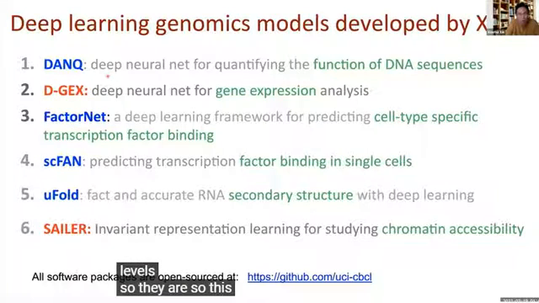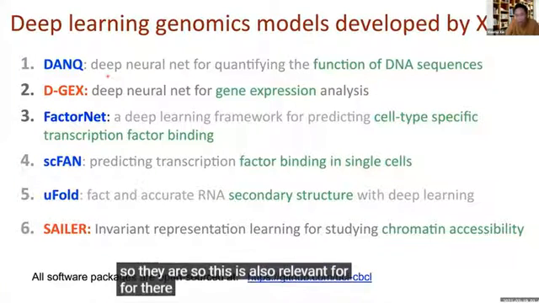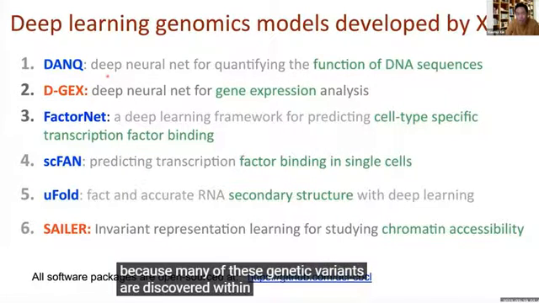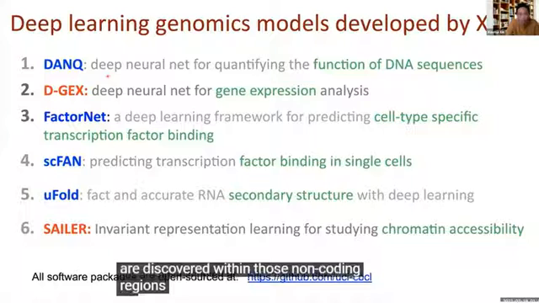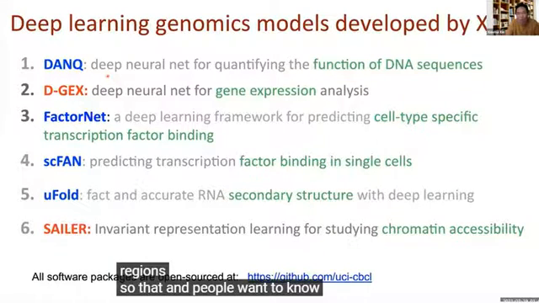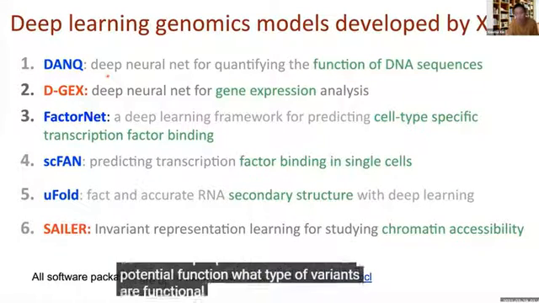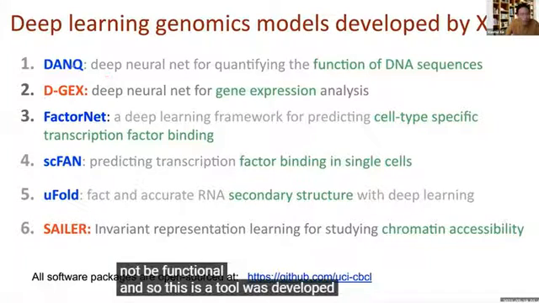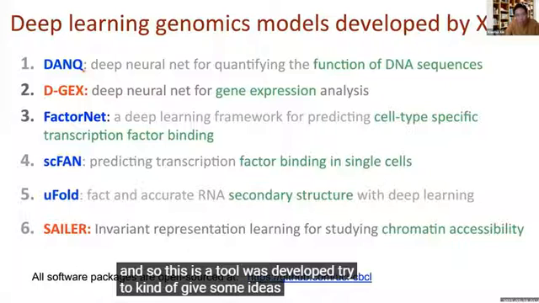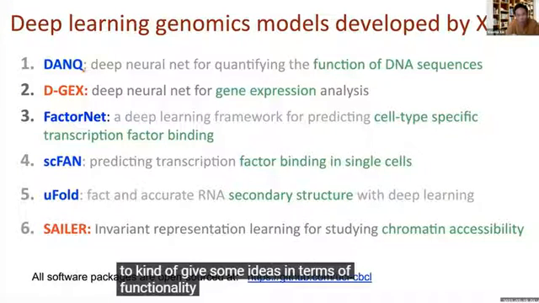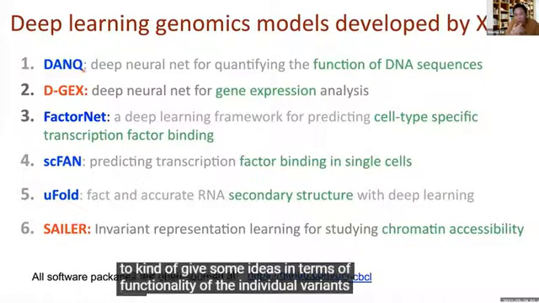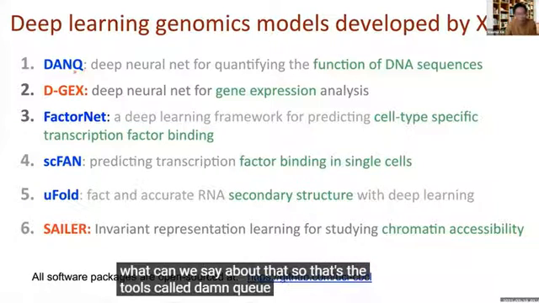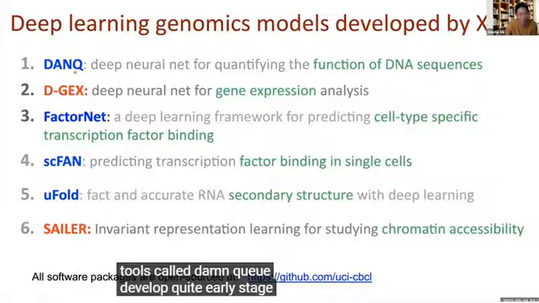This is also relevant for disease studies, because many genetic variants are discovered within those non-coding regions. People want to know which variants are functional and which may not be functional. So this tool was developed to give some ideas about the functionality of individual variants, whether they are functional or not, and what we can say about them. So that's a tool called DanQ. It was developed at quite an early stage.